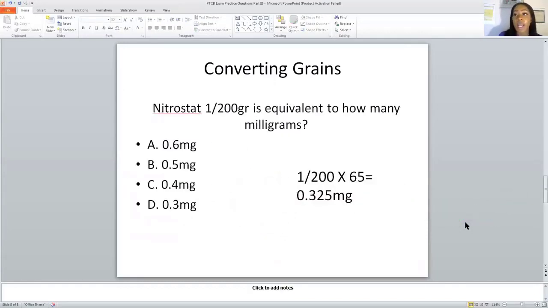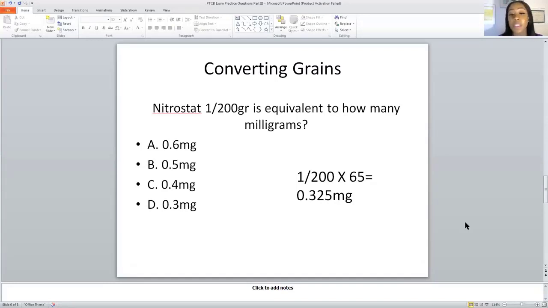The next one, converting grains. Now, you gotta know that people ask for this, and so that's why we're showing it twice. Nitrostat, 1/200 grain is equivalent to how many milligrams? Remember, we just told you that one grain is 65 milligrams, right? So all you would have needed to do was 1 divided by 200 times 65, and you would have gotten 0.325. We don't see that on here.